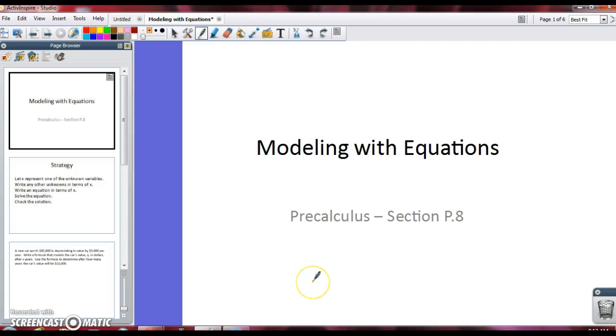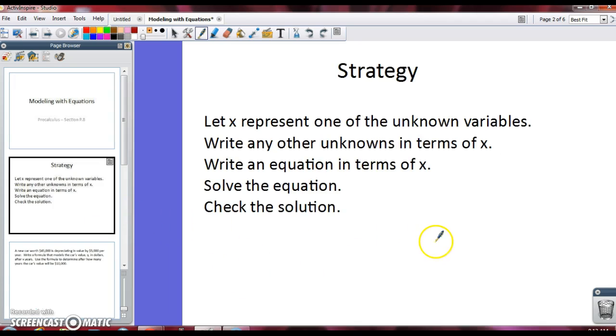Hey everyone, today we're going to talk about modeling with equations. We're going to do some review of solving word problems just to refresh your memory a little bit. A lot of people struggle with word problems, or they think they struggle with word problems, and I think it's because they don't necessarily have a strategy for attacking them.